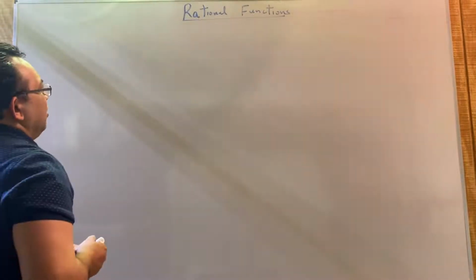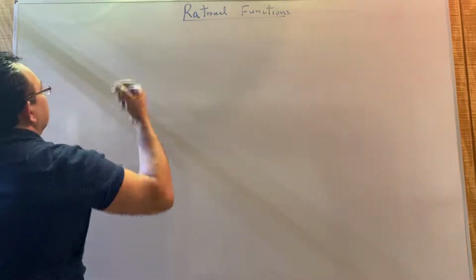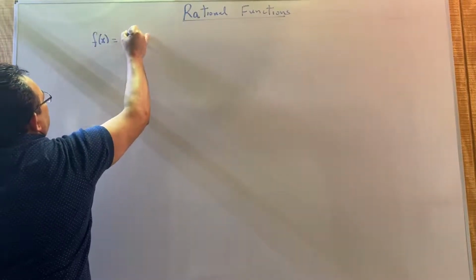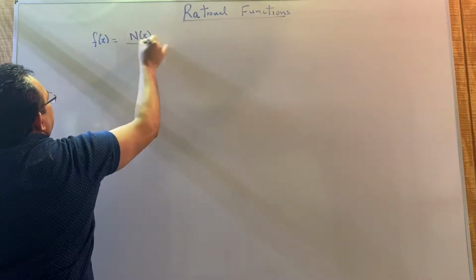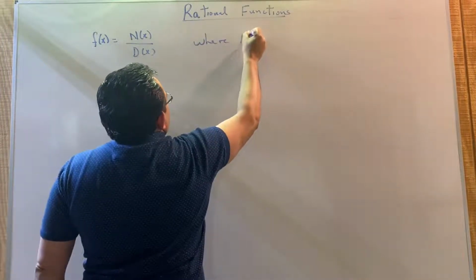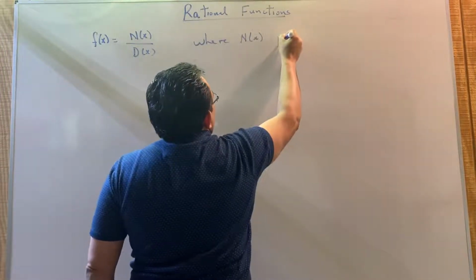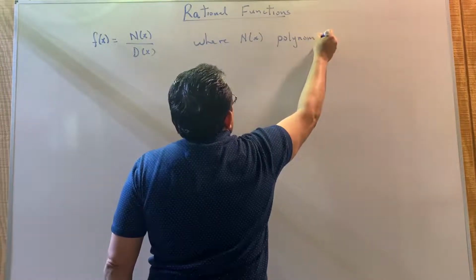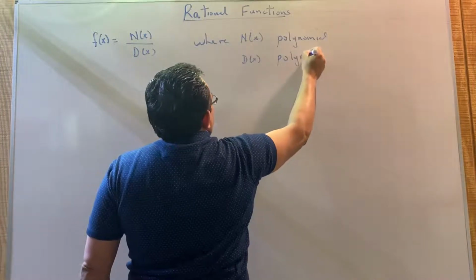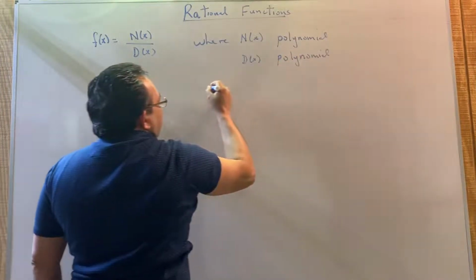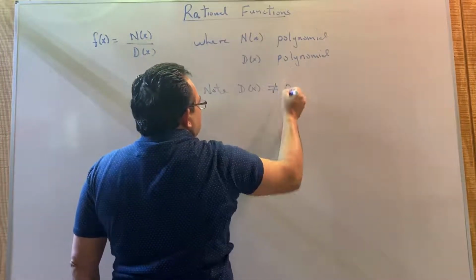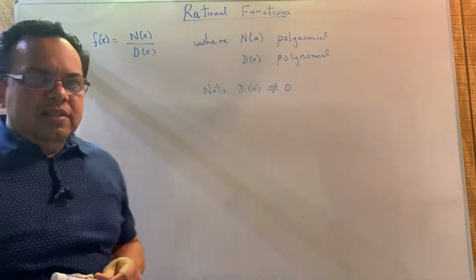So when we speak of rational functions, we are talking about some function f of x, and we usually say it's n of x divided by d of x, where n of x is a polynomial, okay? And d of x is also a polynomial. But it's very important to note that d of x cannot be equal to 0. Sometimes we say it's a non-zero polynomial.